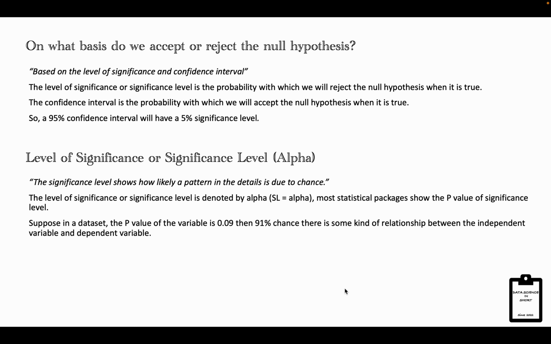Level of significance, or significance level, alpha. The significance level shows how likely a pattern in the data is due to chance. The level of significance is also denoted by alpha. Most statistical packages show the p-value for significance level. Suppose in a dataset, the p-value of the variable is 0.09, then there is a 91% chance there is some kind of relationship between the independent variables and the dependent variable.